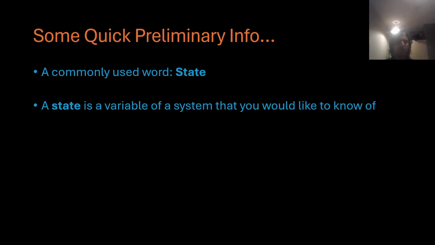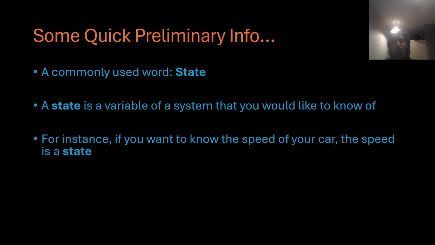Now, some quick preliminary information. A commonly used word is state, and state's used a lot in control textbooks, filter textbooks, and other parts of engineering. But at least in the domain of Kalman filtering, a state is a variable of a system that you would like to know of. So for example, if you want to know the speed of your car, the speed is a state. If you would like to know the acceleration or the position or the mass or the size of your car, again, they are all states.